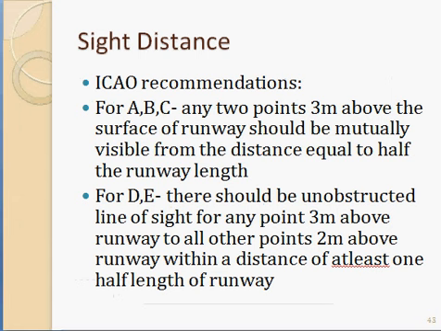Next is sight distance. So the sight distance specifications as per ICAO for A, B and C types of airports are that any two points 3 meter above the surface of the runway should be mutually visible from the distance equal to half the runway length. For D and E type, there should be unobstructed line of sight for any point 3 meter above the runway to all other points 2 meter above runway within a distance of at least one half length of the runway.